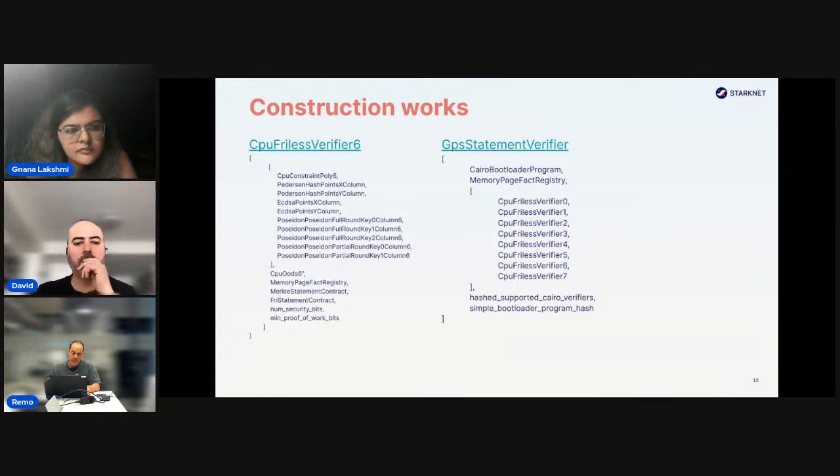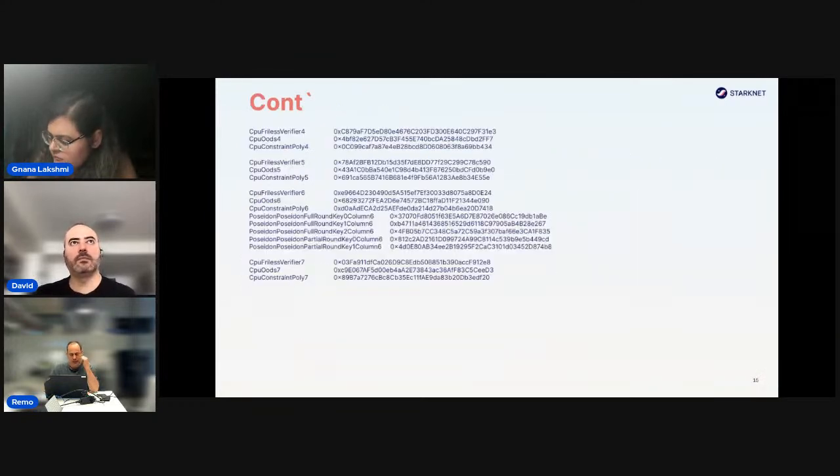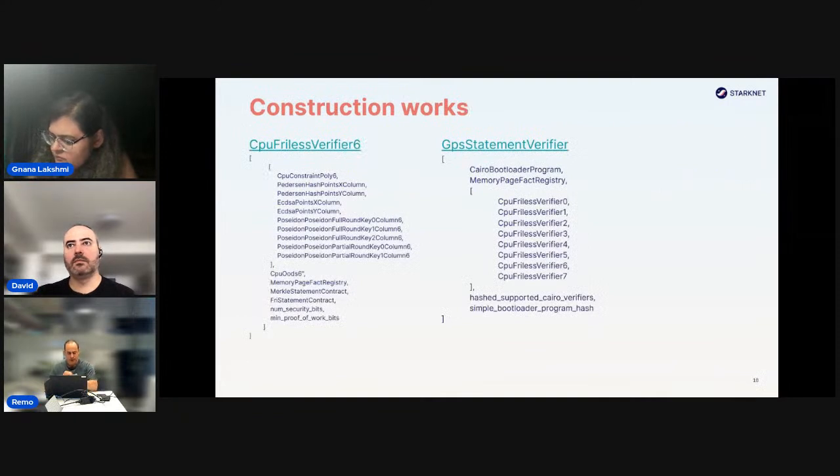But the GPS statement verifier, the main contract of the SHARP verifier, has, and also those that are CPU fileless verifiers. We said we have a few of those. We had 8 of those, and each one of those 8 has such a set of dependencies. The ones that are not number 6, that support Poseidon, don't have so many.